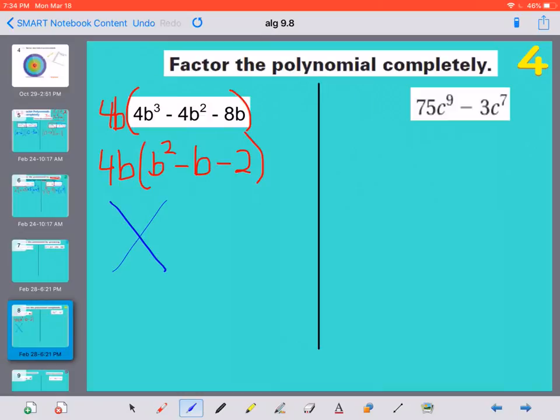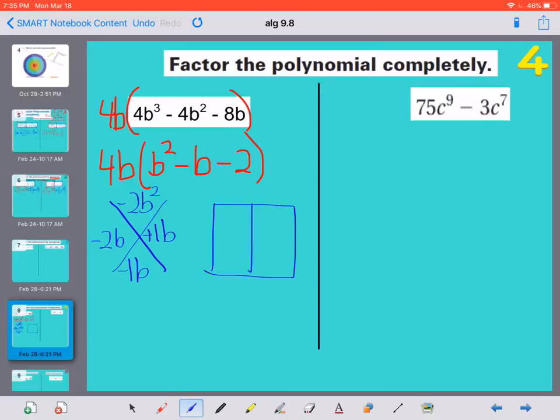The top of the diamond gets a negative 2b squared, and the bottom gets a negative 1b. Now I can see that the sides of my diamond are going to be a negative 2b and a positive 1b, which will add up to negative 1 but multiply to negative 2.